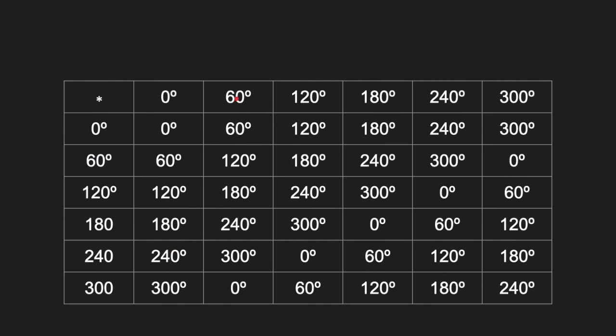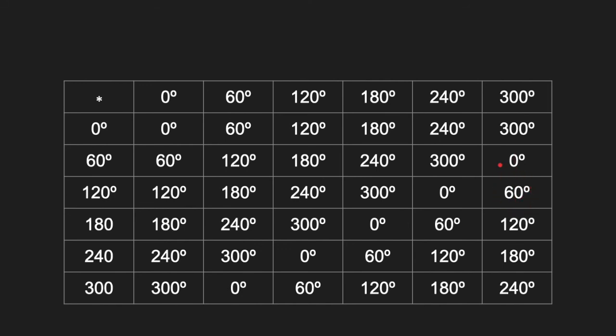Now 60 plus 60, that is 120. Now 60 plus 120, 180. 60 plus 180, 240. 60 plus 240, 300. Now 60 plus 300, that is 360, but it is same as 0 degree. Okay, now next 120 plus 0, 120. Up to this it is easy. Now 120 plus 180, that is 300. Now 120 plus 240, that is 360, and that is 0 degree. Now 120 plus 300, that is 420, but it is same as 60 degree.